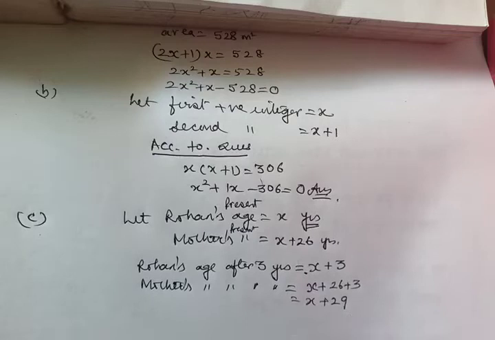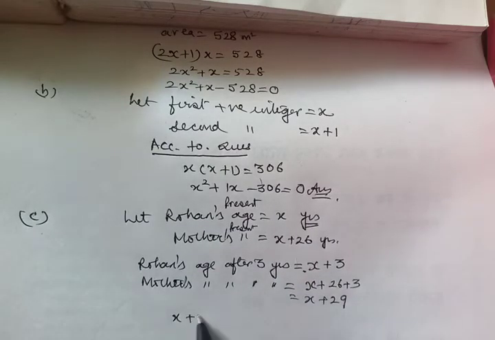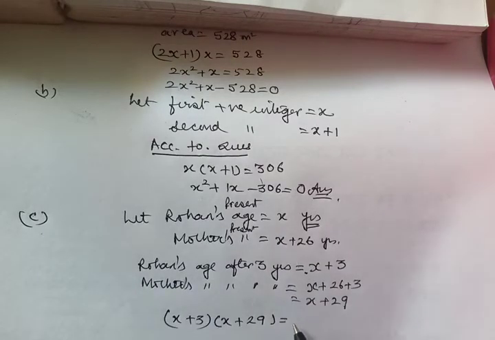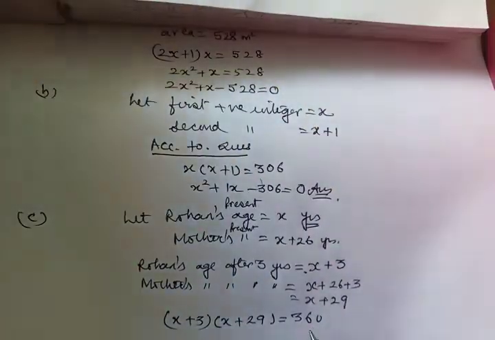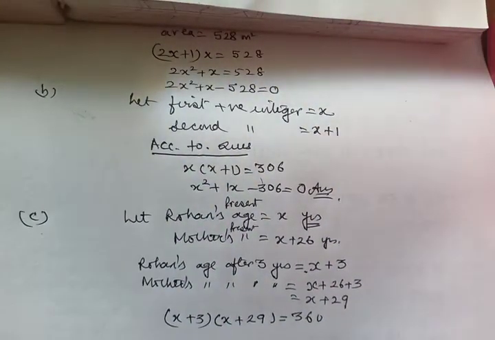And now according to the question, the product of their ages, that is (x plus 3) multiplied by (x plus 29), is given to be 360. Now this is what you need to solve. Okay, so you may just solve it. x square plus 29x plus 3x, I am eating a step here, 32x.